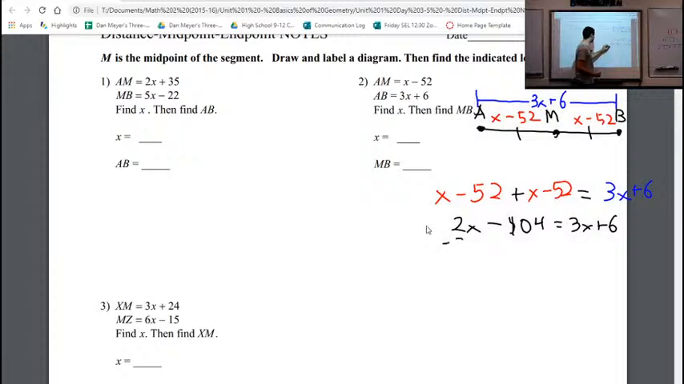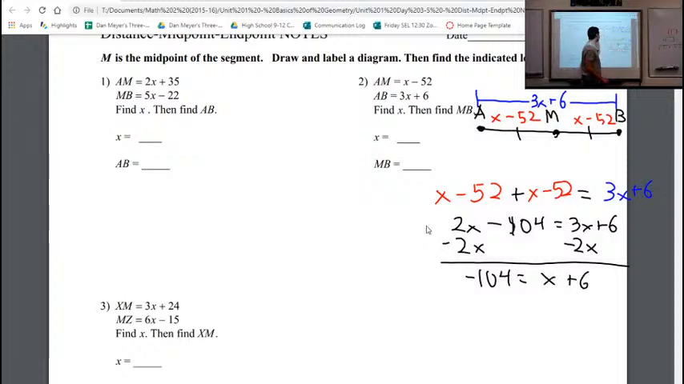So then we're going to move things around now. Only put things together if they're on the same side. Now that they're on different sides, we need to move things around to the other side. Still have the negative attached to the 104. Watch out for that. Then I subtract 6. And we can get x equals negative 110.